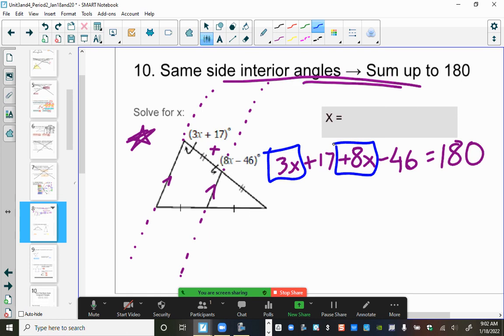So think about it like this. You have $3 in your right pocket, $8 in your left pocket. How many total dollars do you have? You have 3 in one hand, 8 in another. How many do you have in total? 11. So same thing with the X's.